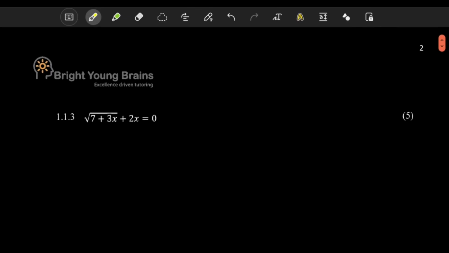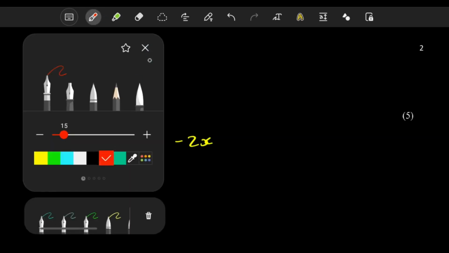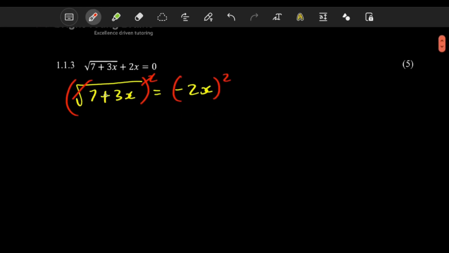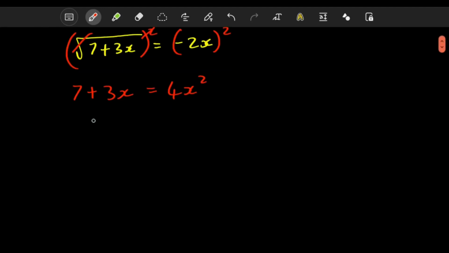So carrying on here, if you're going to put this on its own, you can just leave it on the left, and then everything else you can take to the right-hand side. So you're going to have your negative 2x. The reason for doing this is so that you can square both sides, because squaring both sides allows you to cancel the square root symbol. So this is 7 plus 3x, and then here negative 2 squared is a 4, and this squared is x squared. And then now you can use the quadratic formula by taking everything to one side.